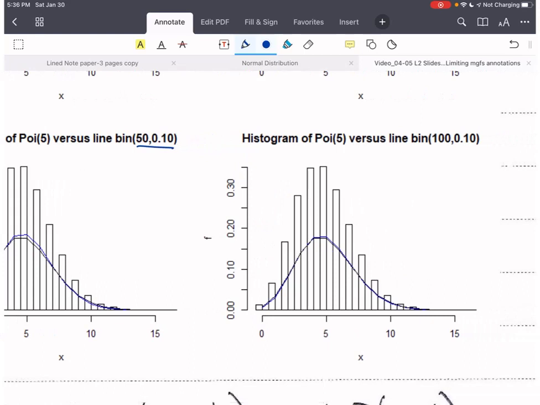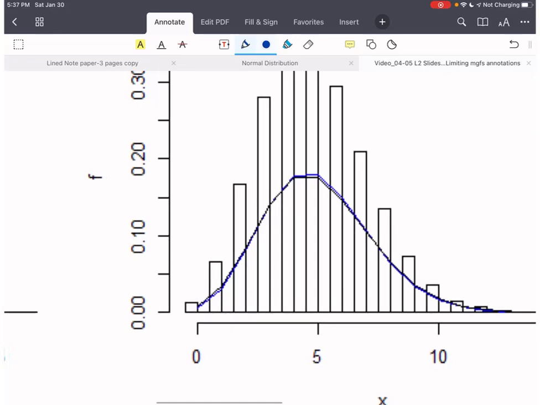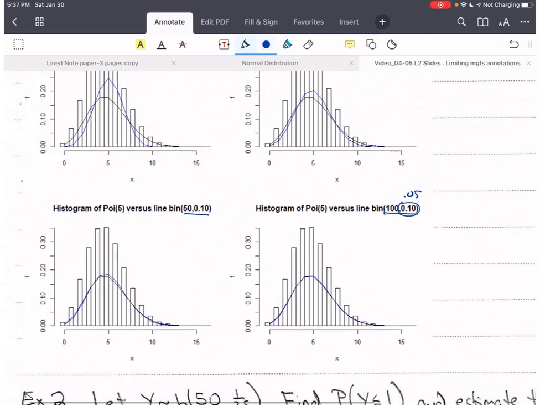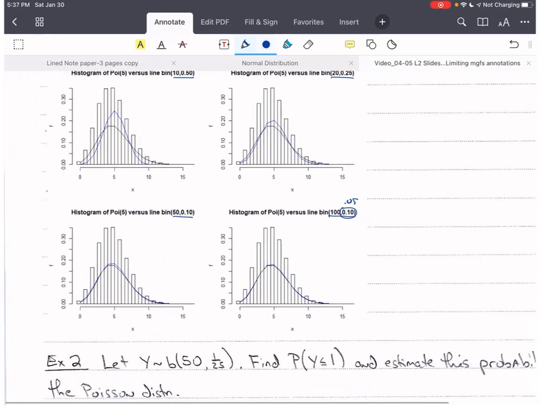Even though their MGFs weren't as close as we would like sometimes, the actual distributions are. And then the histogram of the binomial 100 and 0.1, so I probably should have made this still 5, but I'm not sure if I did 0.05 or if I left it at 0.1. I believe this may be 0.05 here, and I just had a typo. Forgot to change it. And look how close these lines are. It's a very good agreement. So that's what's happening here. Okay? So as n increases and p decreases, the approximation gets much better.